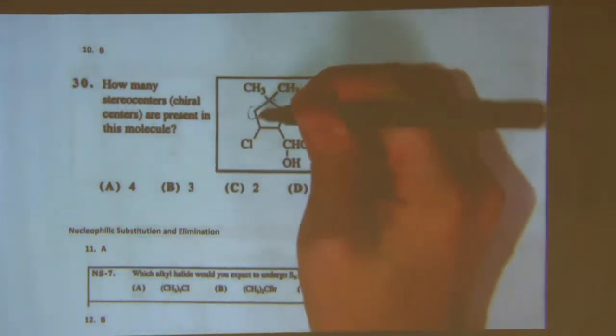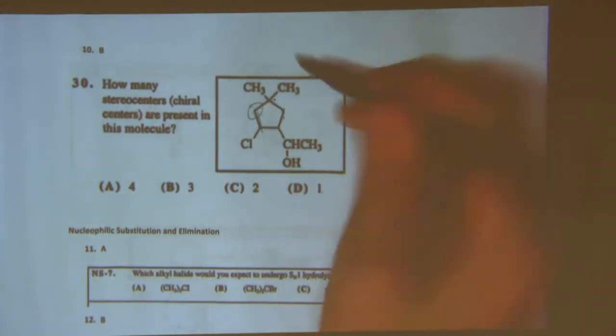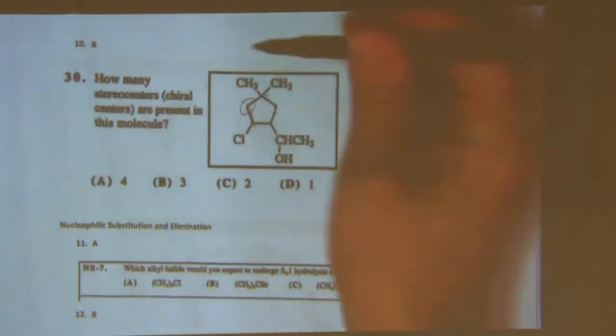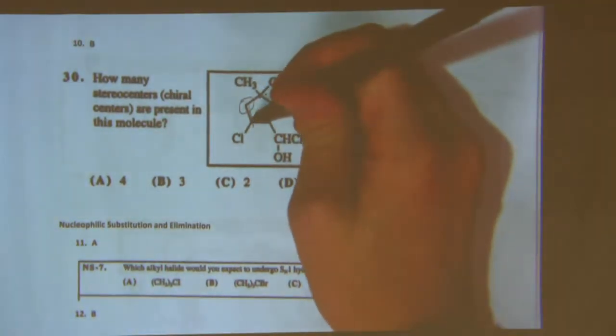Well, this carbon's different because it's closer to the chlorine than this carbon, right? So these 2 are different. But what about these 2? Exactly the same, right? Those 2 methyls are exactly the same. So this carbon is not a chiral center. What about this carbon?